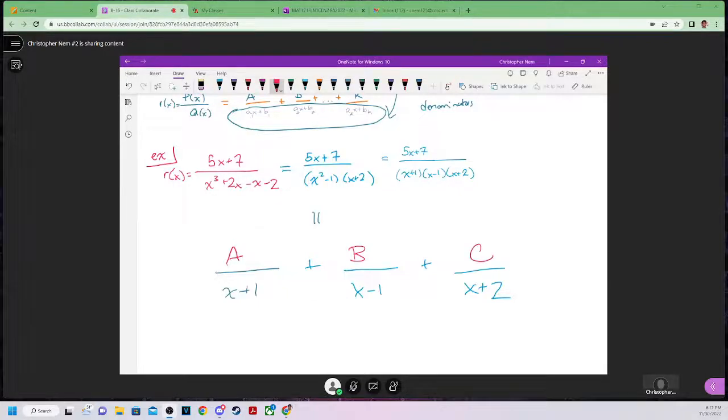Let's use A, B, and C's. You can use, I don't know, E, W, G, F. You can use X, Y, Z. I don't care. Actually, you wouldn't want to use X because we have X already. But just choose some letters. I use A, B, and C's to make things organized.